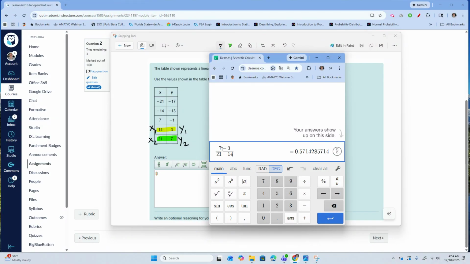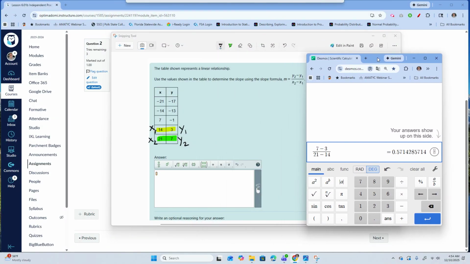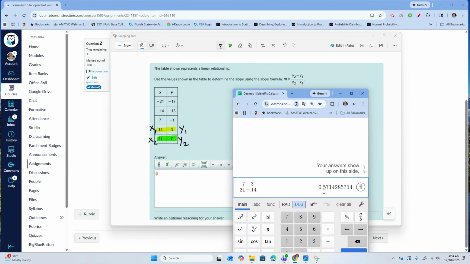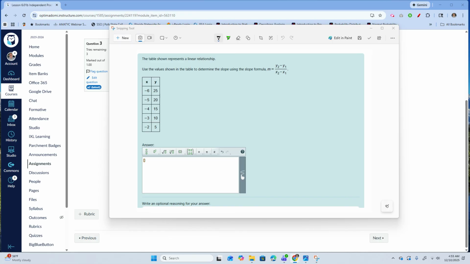And look, see, I replaced the letters of the formula in the calculator. And if you get a long decimal, or you get any decimal, click on the circle. And there is your slope. That would be 4/7. Let's go to the next one.